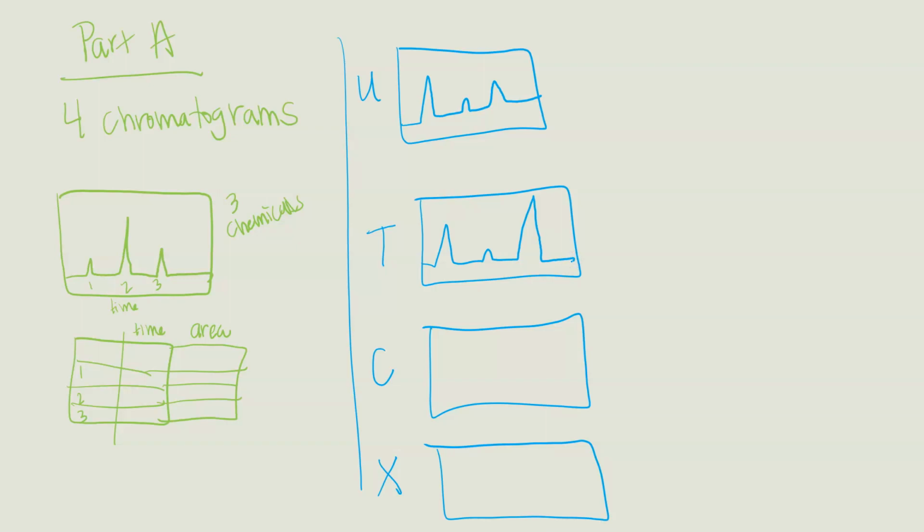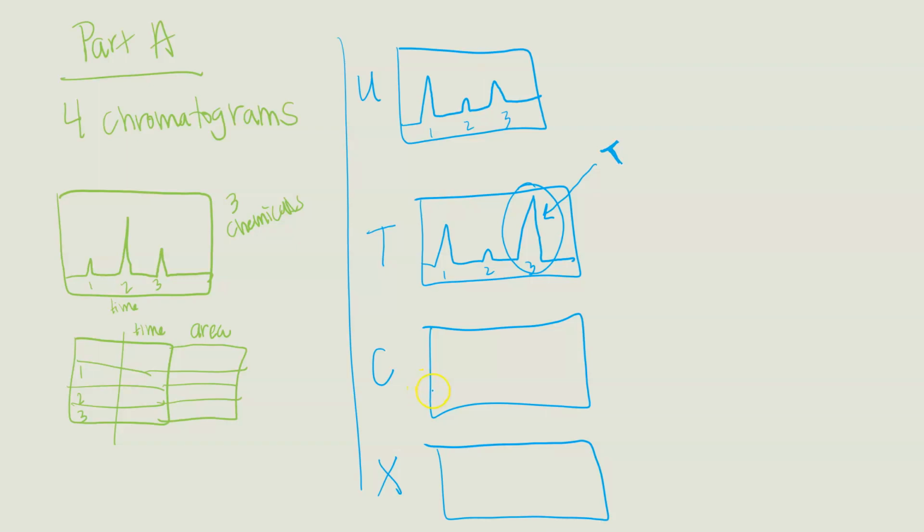3 peaks. Now, if I look at the U and I look at the T, the first peak, so peak 1, peak 2, peak 3, peak 1, peak 2, peak 3. Peak 1 looks pretty similar to me, peak 2 looks pretty similar to me, but peak 3 got bigger down here. So that's telling me peak 3 is bigger because I added extra toluene. So peak 3 must be toluene.